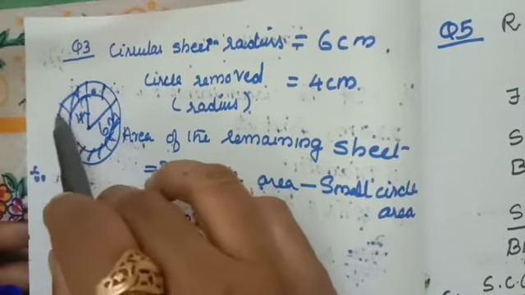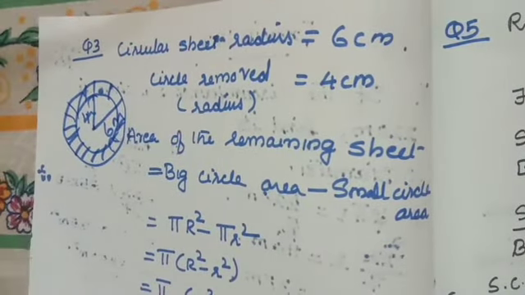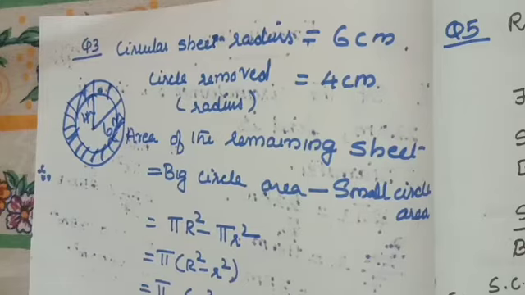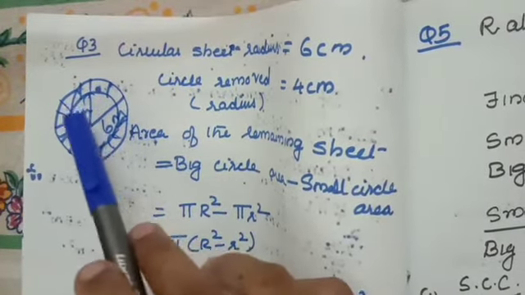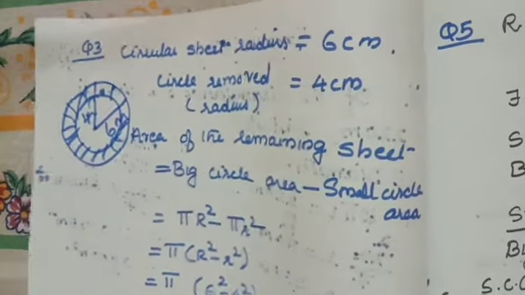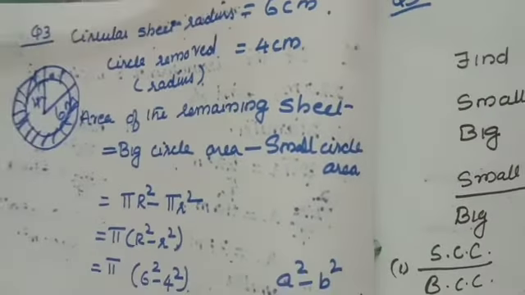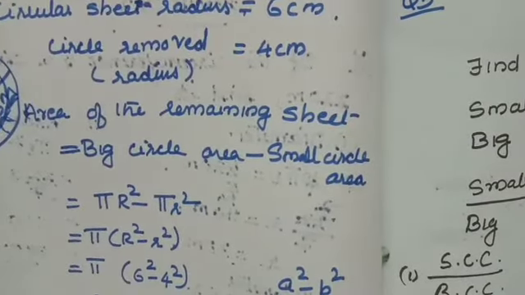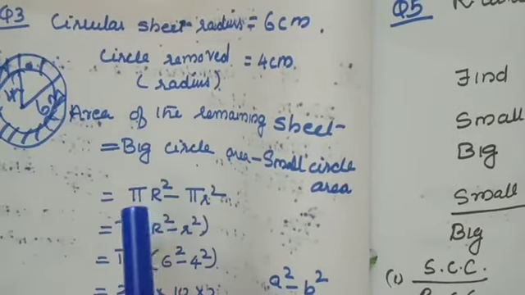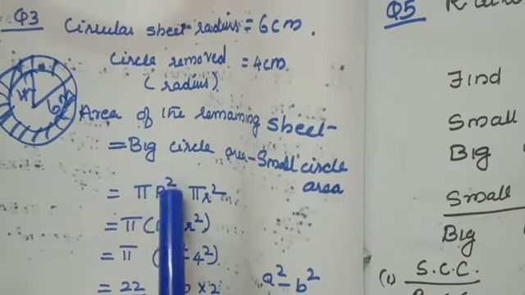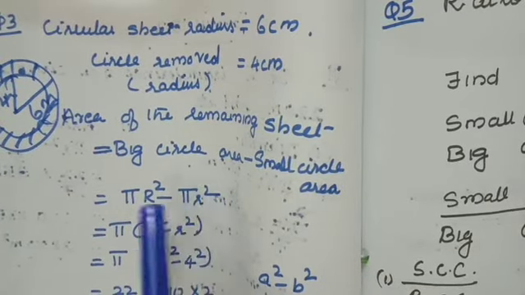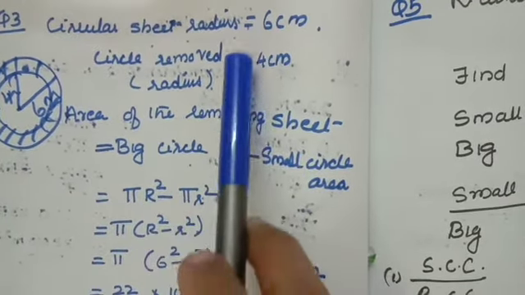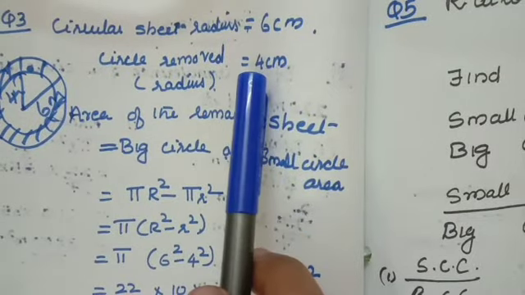Remaining is the path. In the introduction part I told you about path area. How will you find the path area? Path area is equal to big circle area minus small circle area. So big circle area is pi, capital R, the radius will be large. Here capital R you know is 6 and small r is 4.